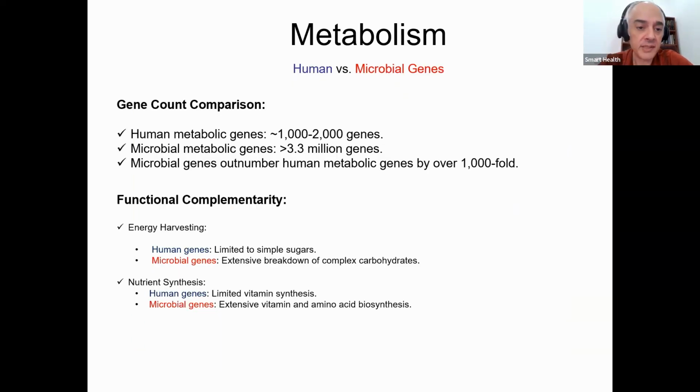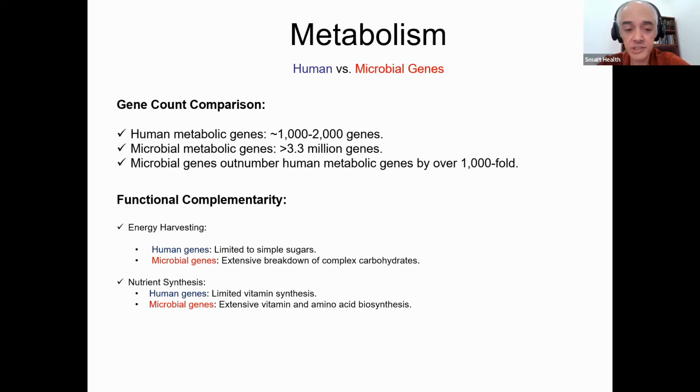In terms of human metabolic genes, we have around 1,000 to 2,000 genes which are involved in metabolism. Whilst if we look at the microbial diversity and repertoire of genes, the microbiome, we have more than 3.3 million genes related to metabolism in our large intestine. Therefore, microbial genes outnumber human metabolic genes by over 1,000-fold. Now you start understanding how important the balance in this microbiota is in terms of providing the metabolic genes that are required to produce these healthy metabolites.